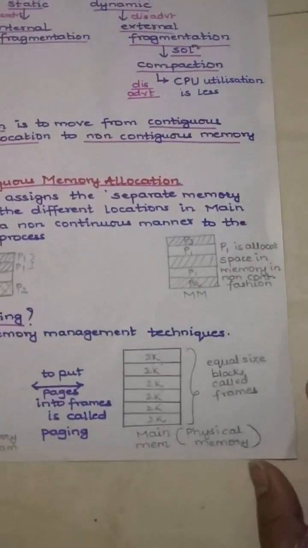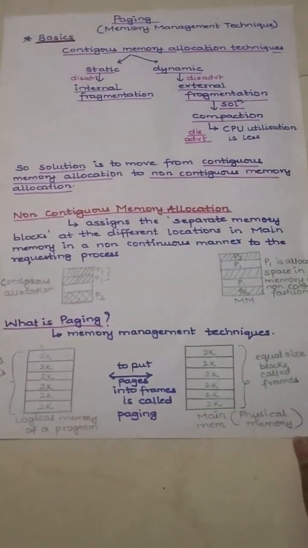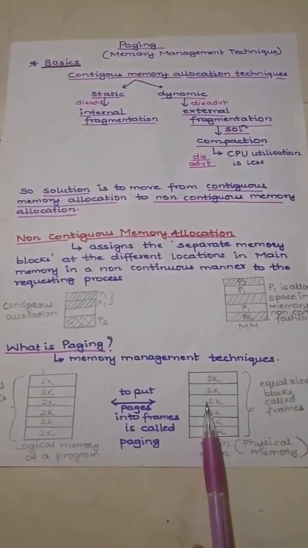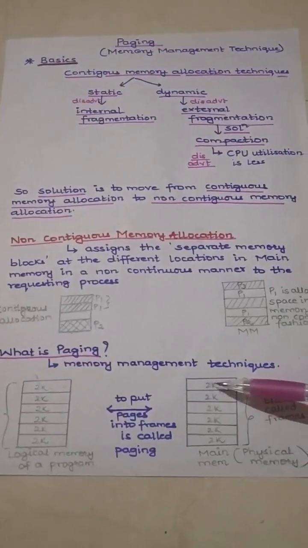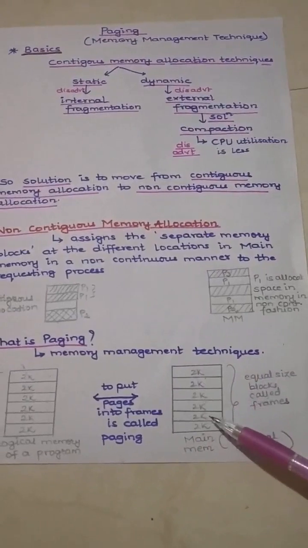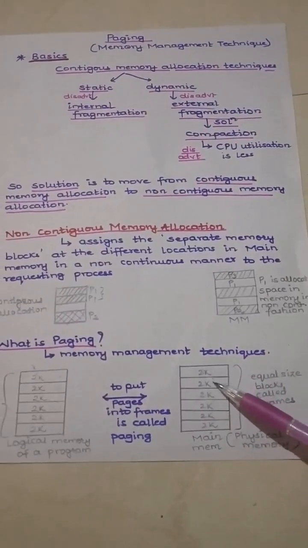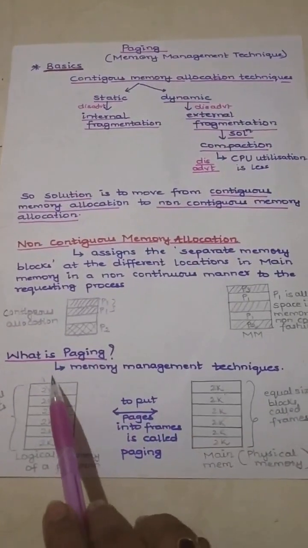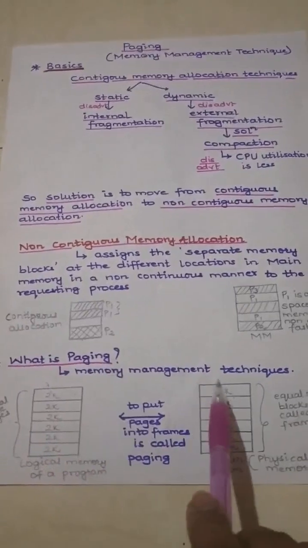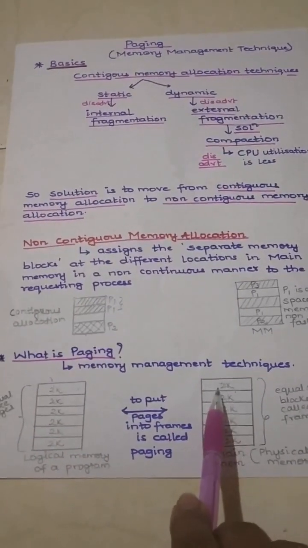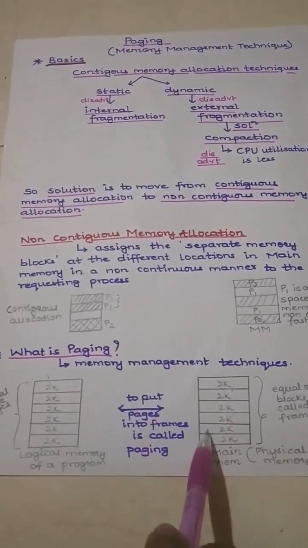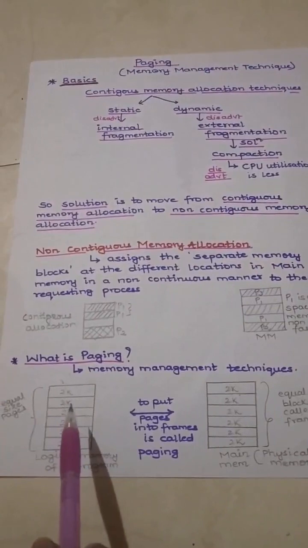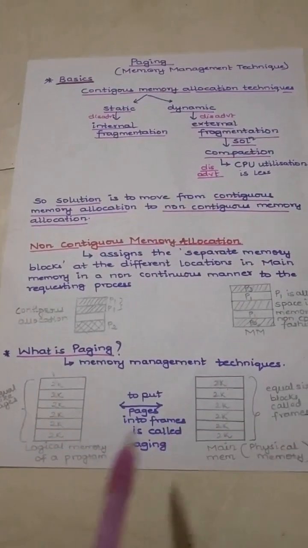Now, the main memory, or physical memory, or RAM: when we have to bring the program from the secondary storage device to the main memory for its execution, the main memory is divided into equal size blocks, and they are called frames. Now this page and this frame should be of equal size, so that when I bring a particular page into the main memory, it can occupy a frame. So the page size and the frame size should be the same. So what is paging? To put the pages into the frames in main memory is called the paging concept.